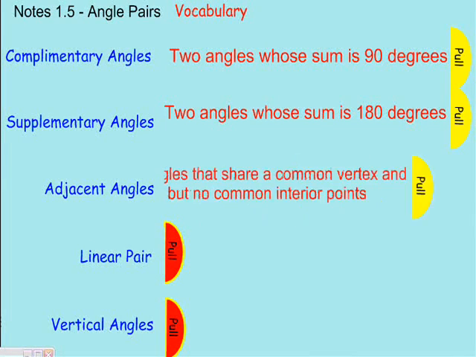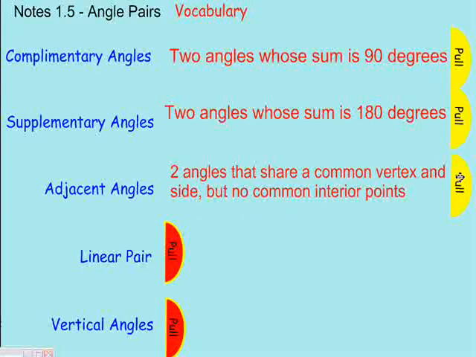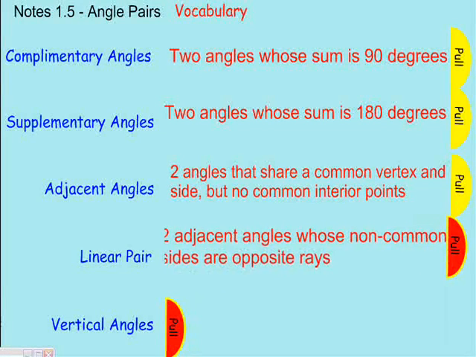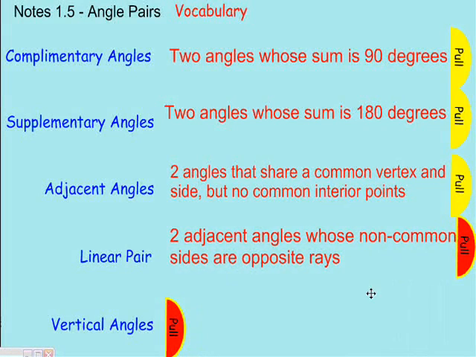Then we have adjacent angles, which are two angles that share a common vertex and a common side, but no common interior points, which means that they don't overlap at all. Two separate angles directly next to each other. And then we have a linear pair, which are two adjacent angles whose non-common sides are opposite rays.